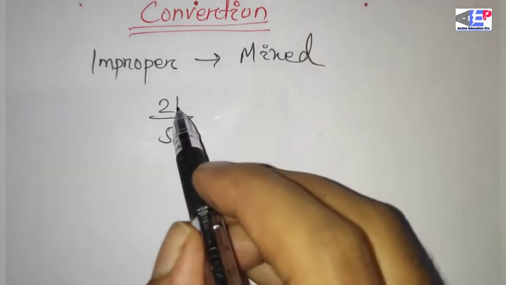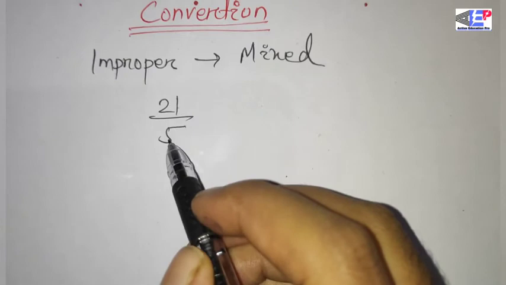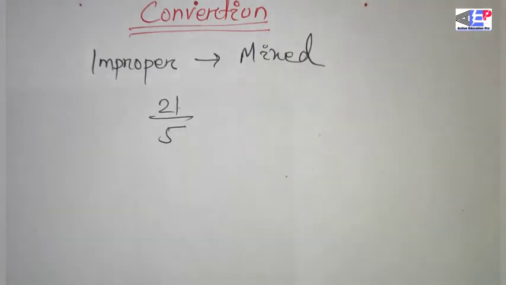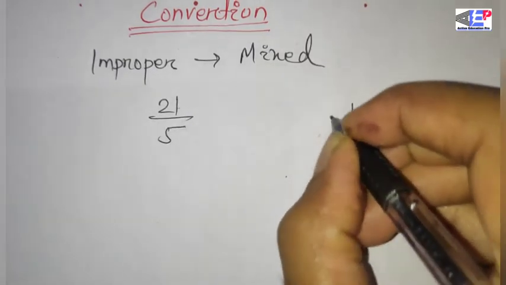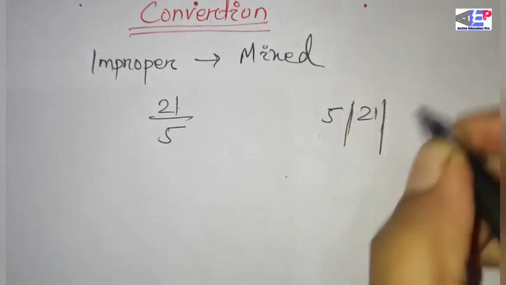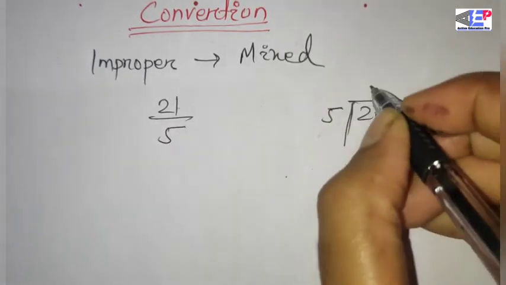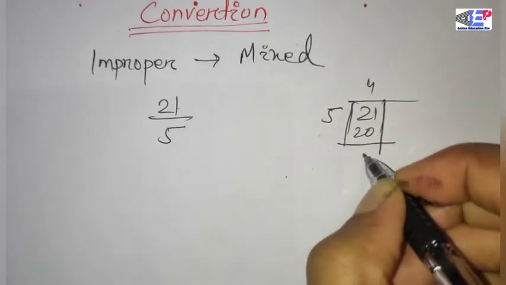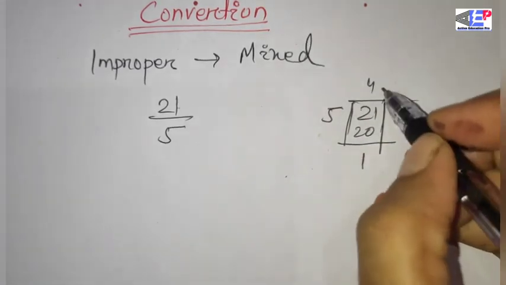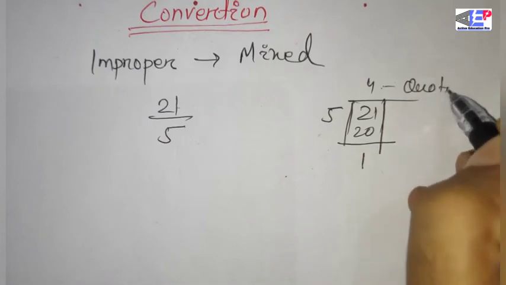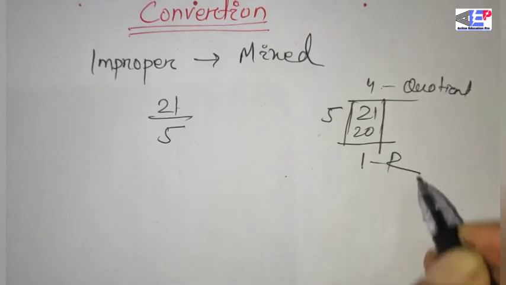First divide the numerator by the denominator, meaning 21 by 5. Divide the numerator with the help of the denominator. So 5 4s are 20, and the remaining 1 is the remainder and 4 is the quotient. 4 is the quotient and 1 is the remainder.